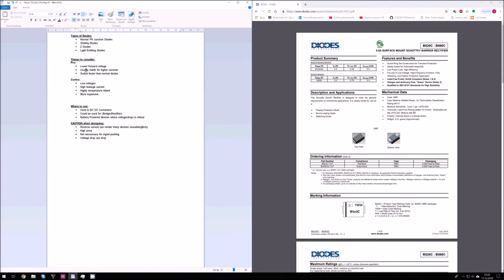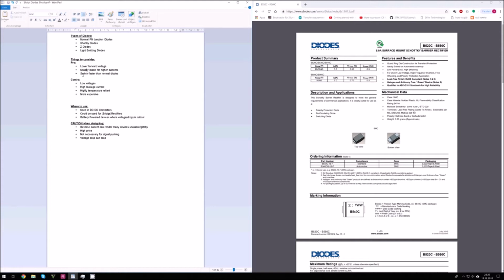For example, when we compare a Schottky diode with a voltage drop of 0.35 volts to a normal diode with a voltage drop of 0.7 volts at 1 ampere, we already are losing 350 milliwatts less of power. We're creating less heat, and we're making the design twice as efficient in a way, or we'll lose half as much power across the diode.